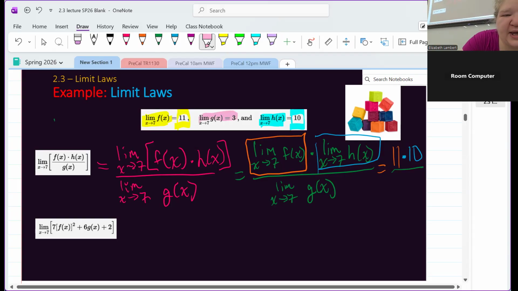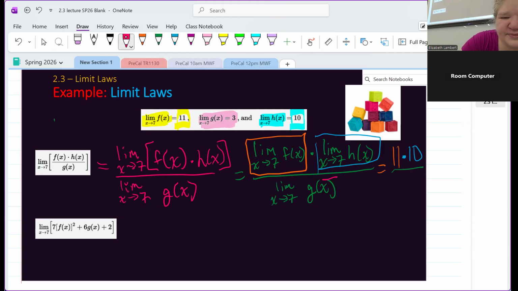And then on the bottom, we have the g of x. So that whole entire bottom piece, I'm going to write 3. So we get 110 thirds, which doesn't divide nicely. So we just leave it as 110 thirds.